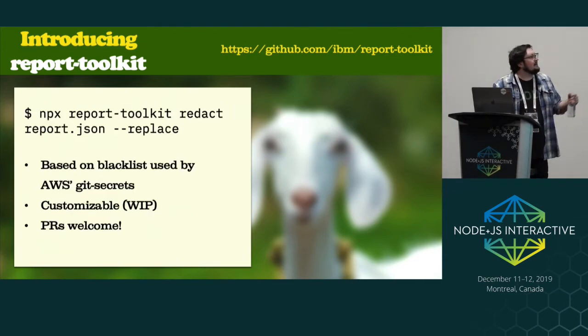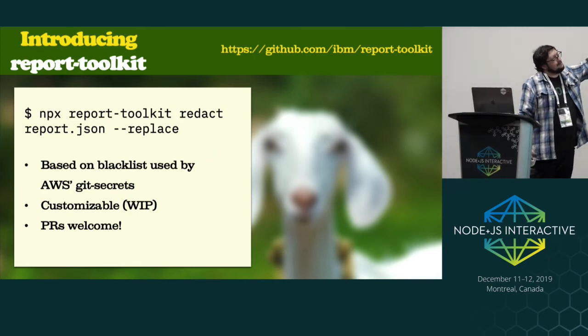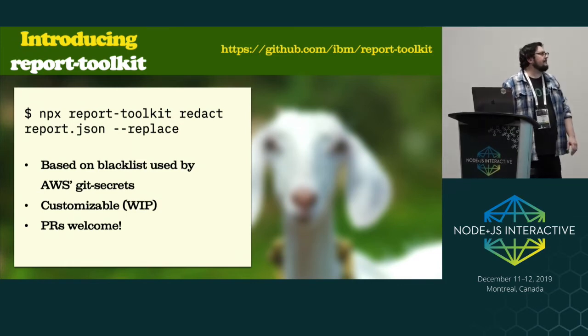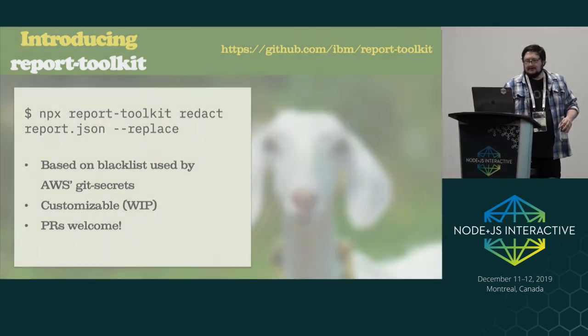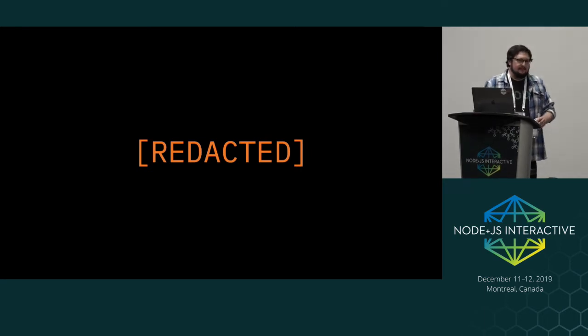So what can we do? We can use Report Toolkit and give it this redact command and pass it the report.json file, or foo.json, whatever I called it. And what this command will do is it will look for things that it knows are potentially naughty and need to be kept secret. It's based on the blacklist that AWS's git-secrets project uses. You may be familiar with that. But you can customize it to your needs. So it'll replace all of those terrible secrets in that report file with this string. And it'll override the file in place. So nobody's the wiser, right? And so now you can safely pass this report around. Share it with your colleagues, you know, discuss it over dinner.